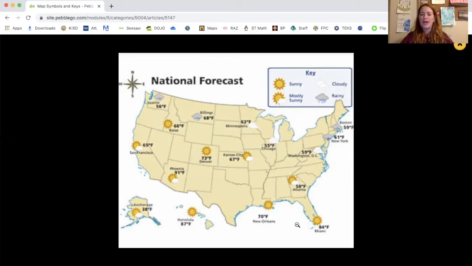We're going to talk more next week about our planet, our continent, our country, our state, our city, and so on. But I just want to make sure you know when you see this, this is a map of the United States. It's the national forecast. That's a fancy way of saying it's a weather map.